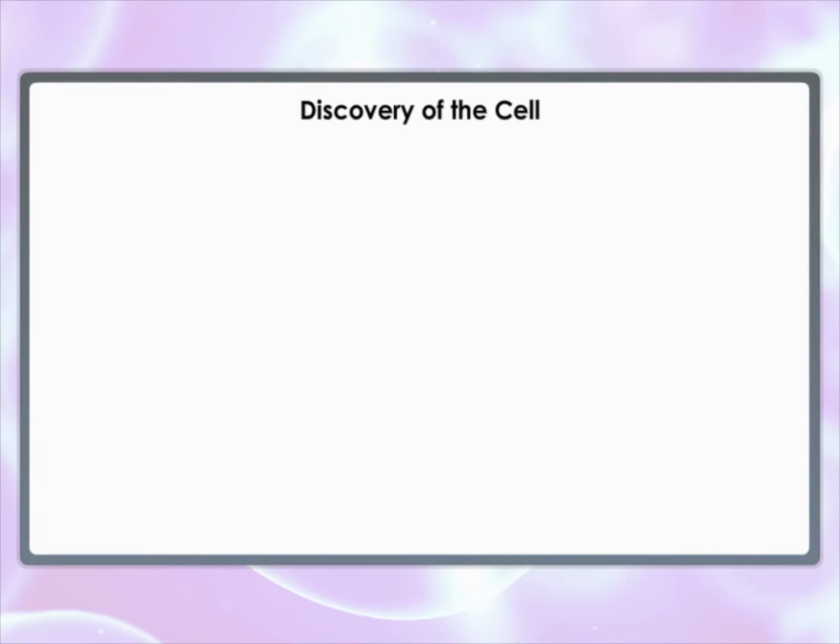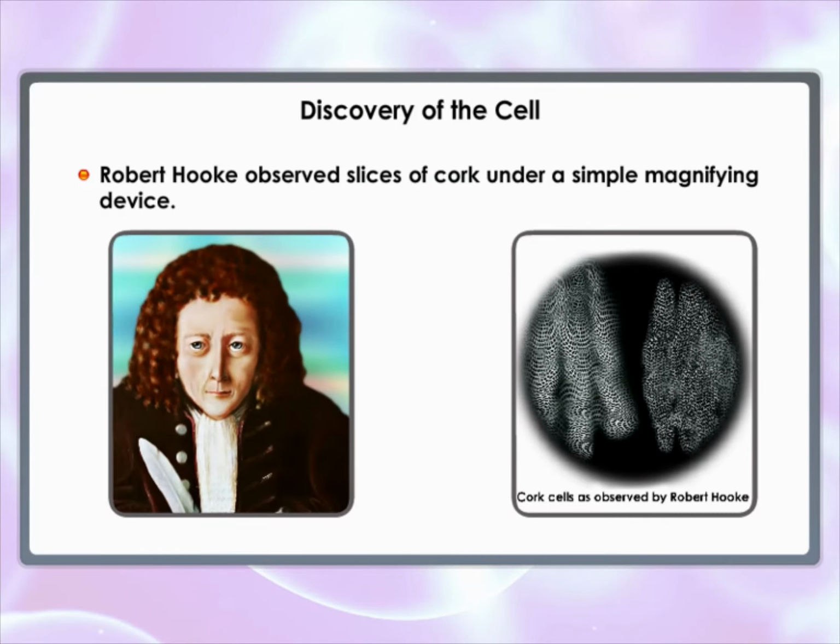Discovery of the cell. Robert Hooke in 1665 observed slices of cork under a simple magnifying device. Cork is a part of a bark of a tree. He took thin slices of cork and observed them under a microscope. He noticed partitioned boxes or compartments in the cork slice. These boxes appeared like a honeycomb. He also noticed that one box was separated from the other by a wall or partition. Hooke coined the term cell for each box.